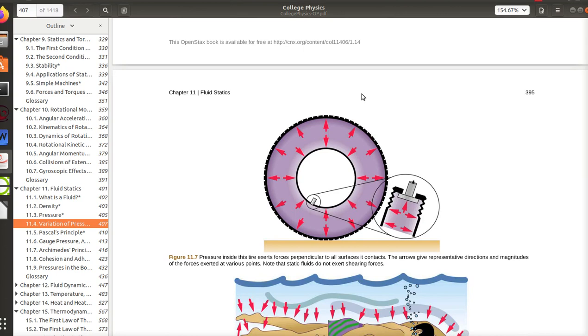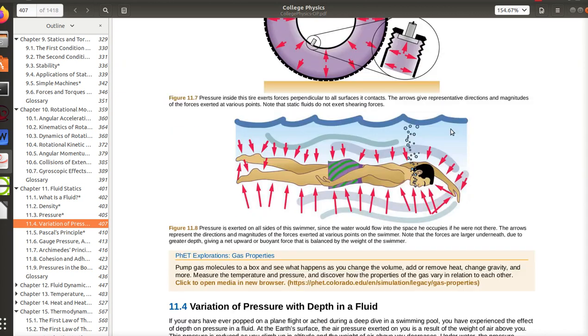Pressure exerts at right angles to whatever is containing it. So what they're showing here is a tire, and they're showing the valve stem. And so pressure is always acting at a right angle to whatever is holding it. And if you go in the valve stem, you've got pressure that way. If you're swimming in the water, the pressure is operating at right angles to you.